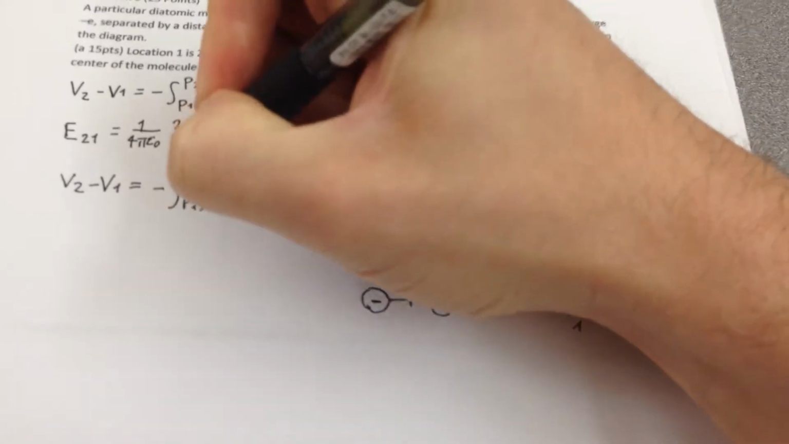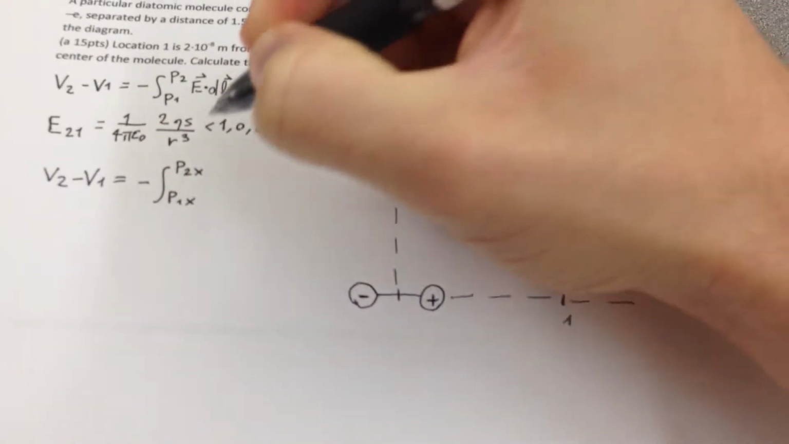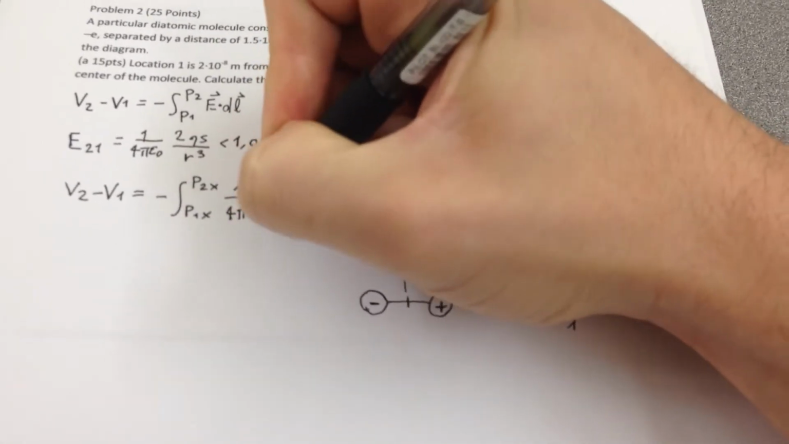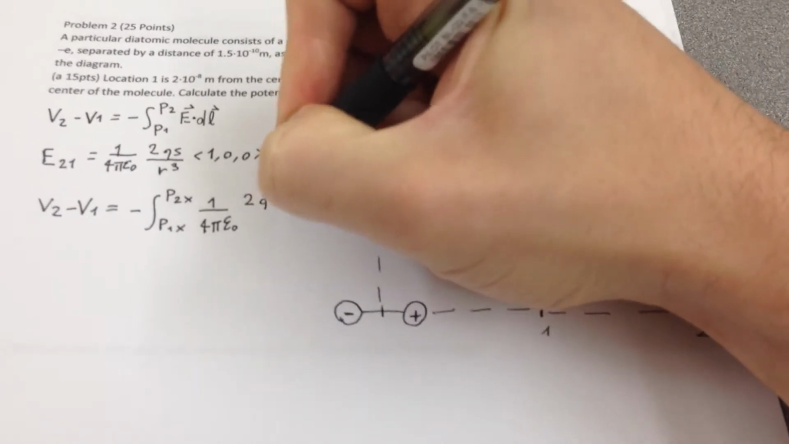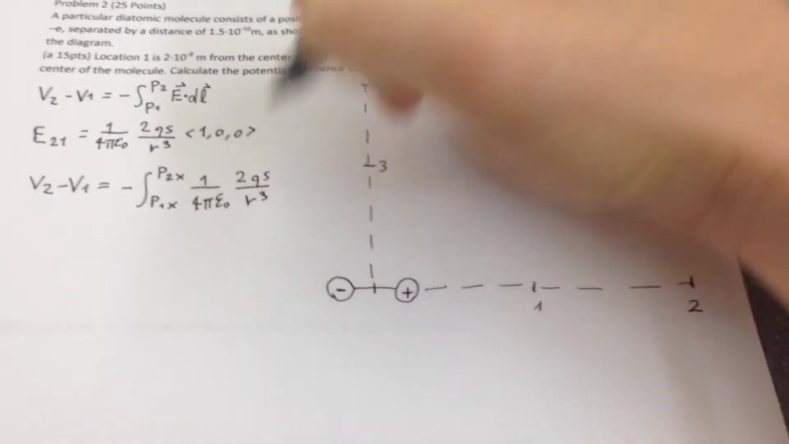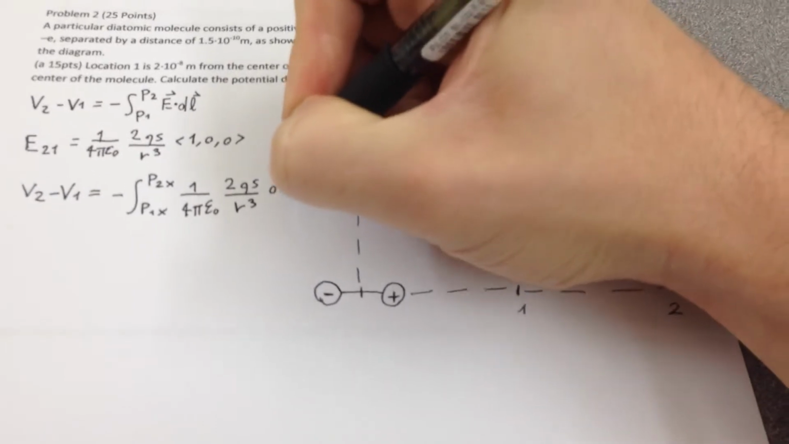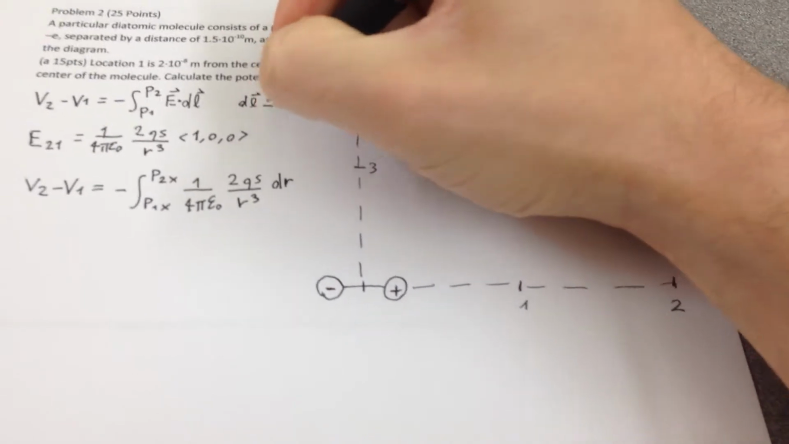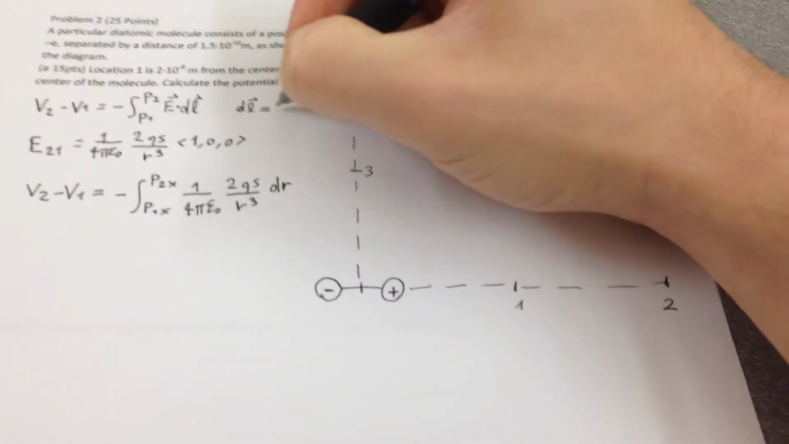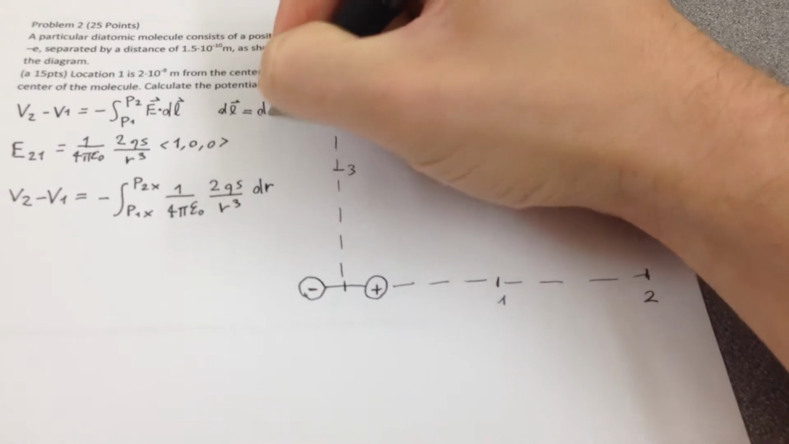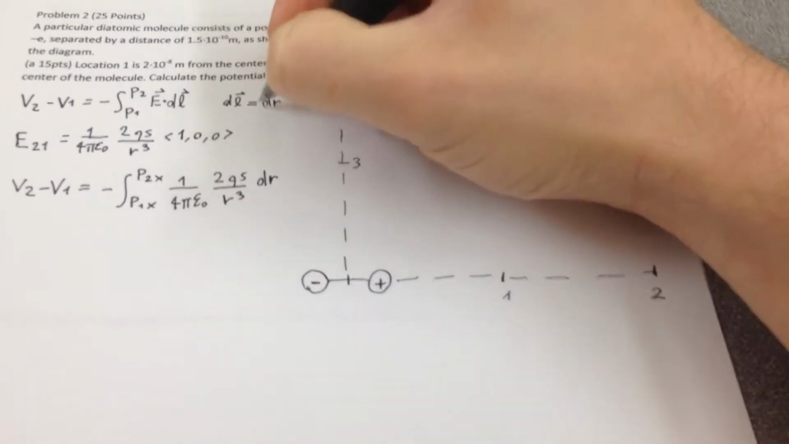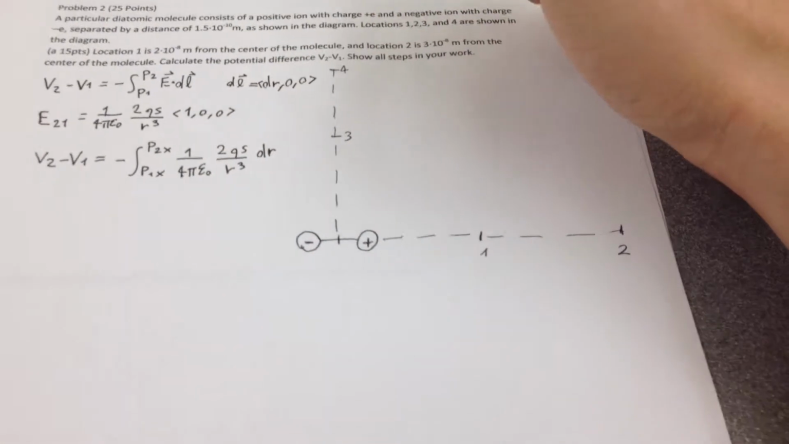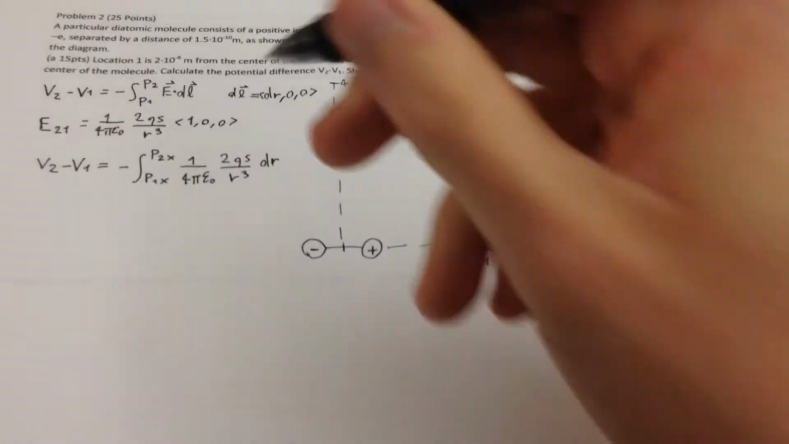So the integral from P1x to P2x of 1 over 4 pi epsilon naught, 2qs over r cubed, dr, because dl will be equal to dr, 0, 0, since it's going to be all in the x components.